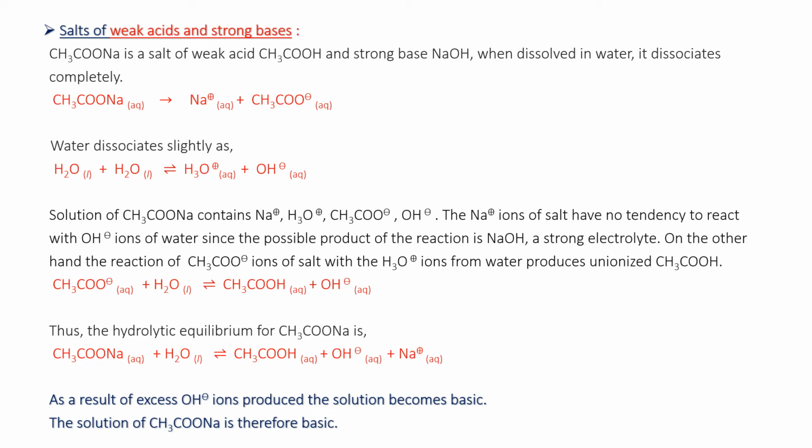Now as far as we have studied, there are three salts. The first salt is made up of a strong acid and a strong base, so in that case your solution becomes neutral. And when we studied the salt of a strong acid and weak base, in that case our solution is acidic in nature. And when we studied the salt of a weak acid and strong base, at that time our solution is basic in nature. So in this way we complete our three salts.